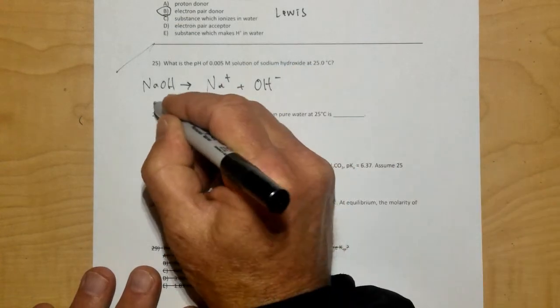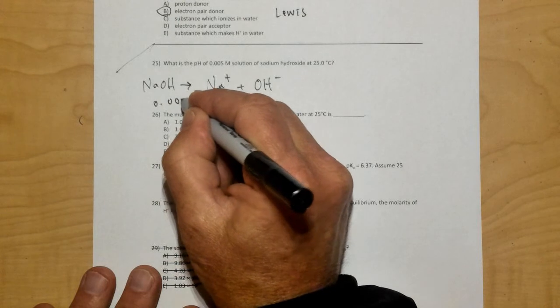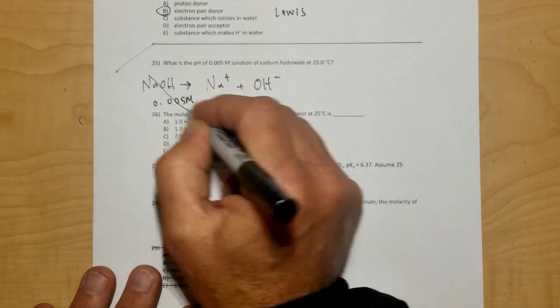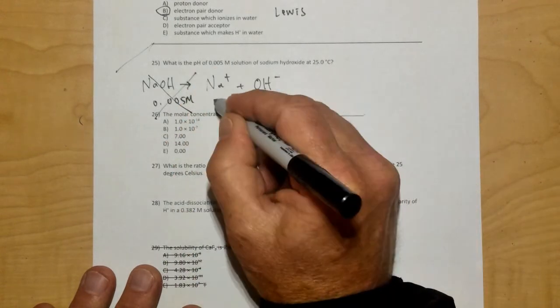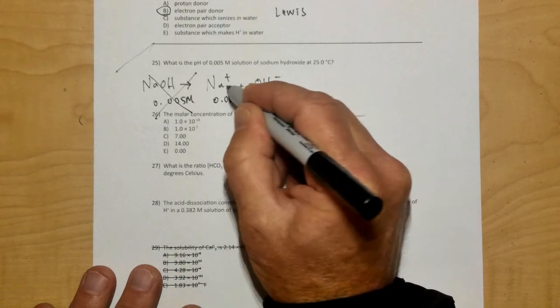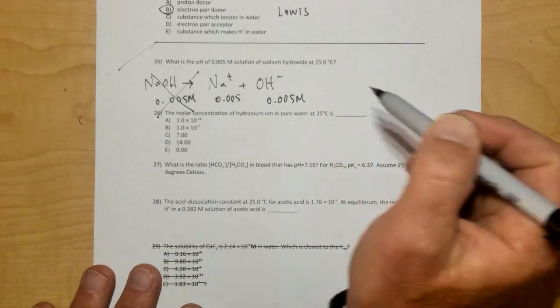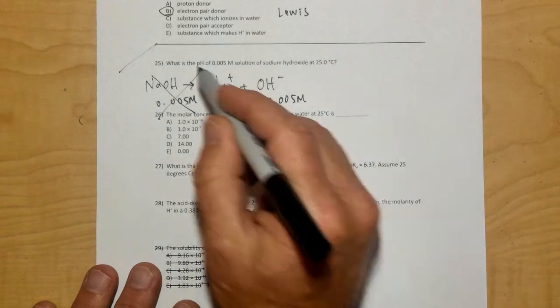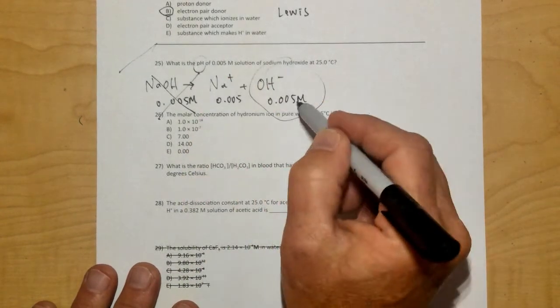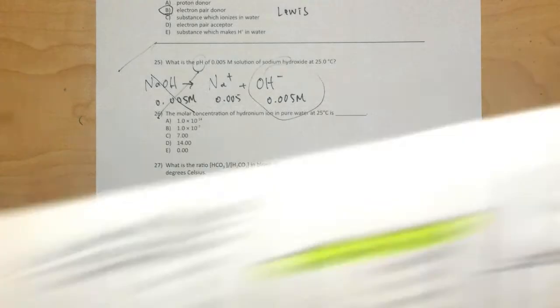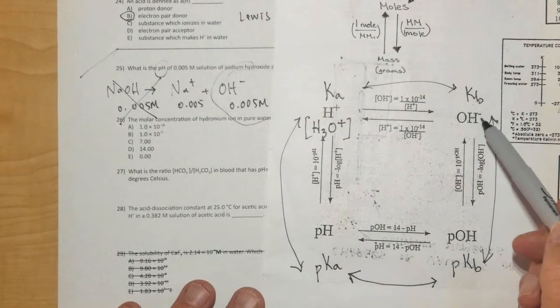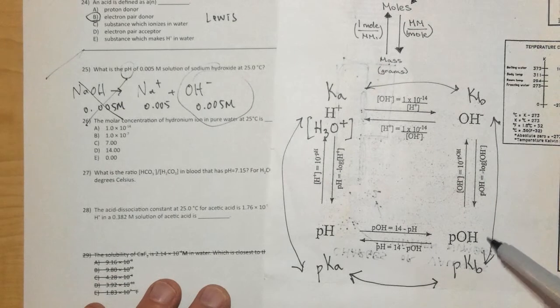And so then this is a 0.005 molar solution. All of this is going to go away, and it's going to become 0.005 in Na plus and 0.005 molar in OH minus. The thing that's interesting to us for the pH is the OH minus. And if you look at the pH square, once you get the OH minus, then you can take the negative log and you can get the pOH.